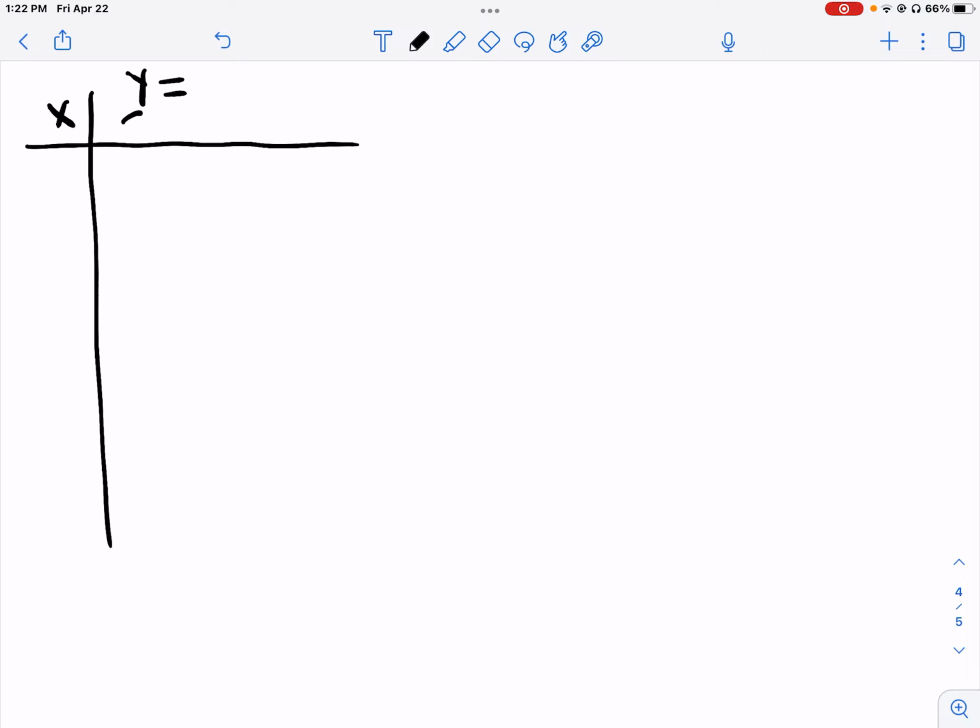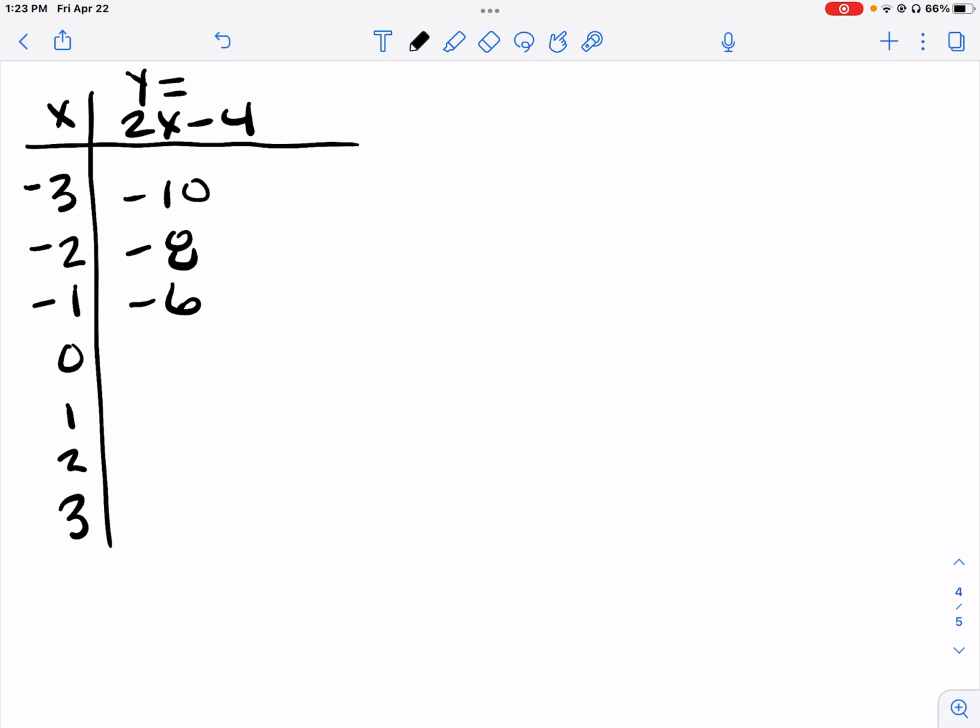Okay, now I'm going to make a table for x and y. Okay, if y equals 2x minus 4, plugging in some numbers to find the graph, okay? So 2 times negative 3 is negative 6 minus 4, okay? Plug in the rest of these. Plug in for x to get y. Okay, of course, this is a line. This is our intercept.